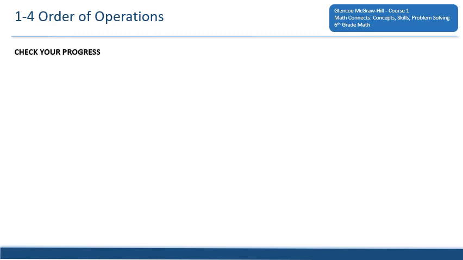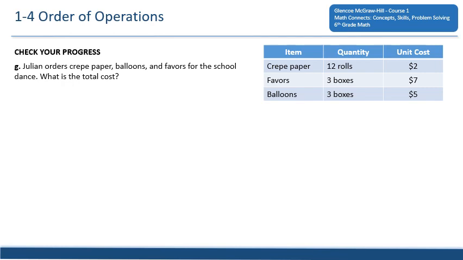Check your progress. Julian orders crepe paper, balloons, and favors for the school dance. What is the total cost? So look at the table to the right. It's different quantities of each item.